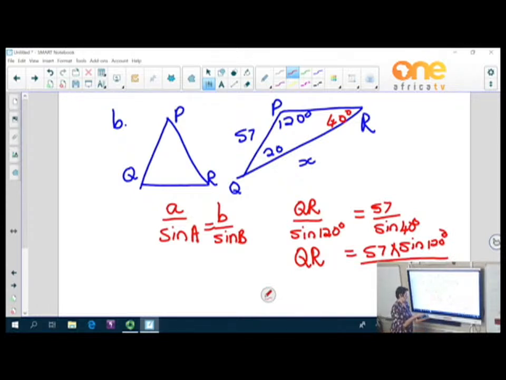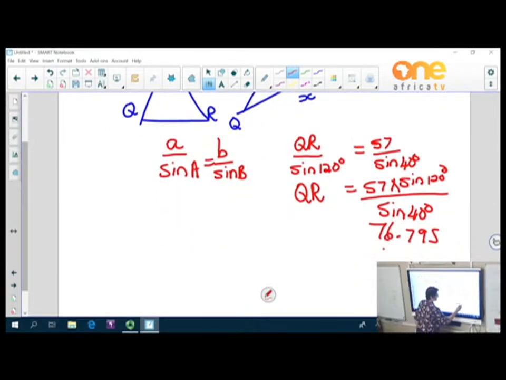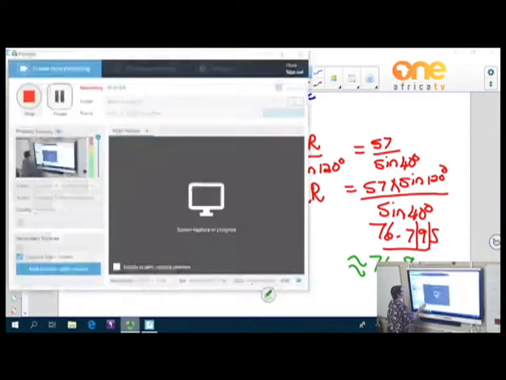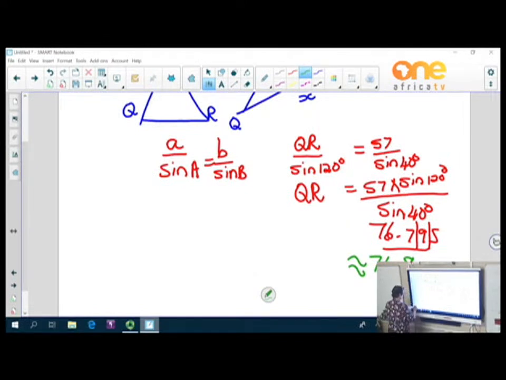So on my calculator, 57 times sine 120 is equal to, divide by sine 40. And the answer is then, I got 76.795. Again, rounding it then to three significant figures. There's three significant figures. Will the 9 influence the 7? Yes. And it is rounded then to 76.8. Okay. Right.